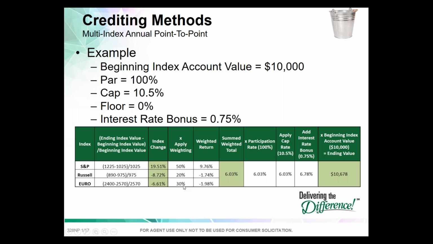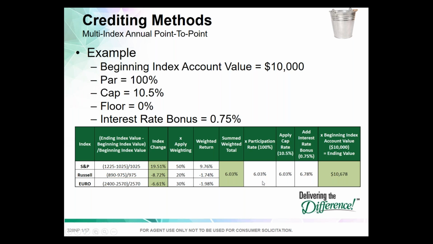The middle performing one gets 30% allocation, and the bottom performing gets 20%. In this example, the S&P went up 19.51. 50% allocation gives 9.76. The Russell was the worst performing. 20% allocation gives them a -174. The Euro Stoxx was also poorly performing, but not the worst, the second worst. And they get a -198, which gives you a total of 6.03 when you average those together.